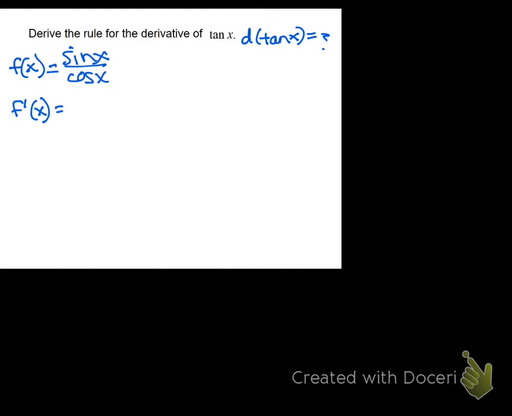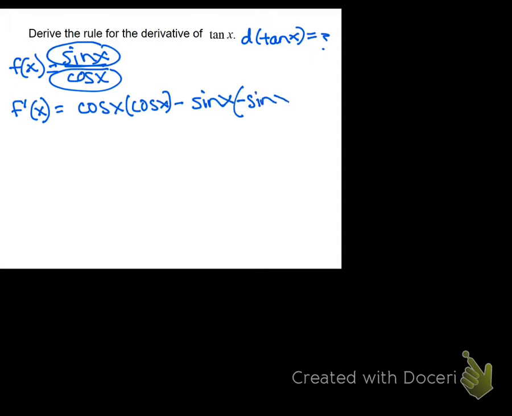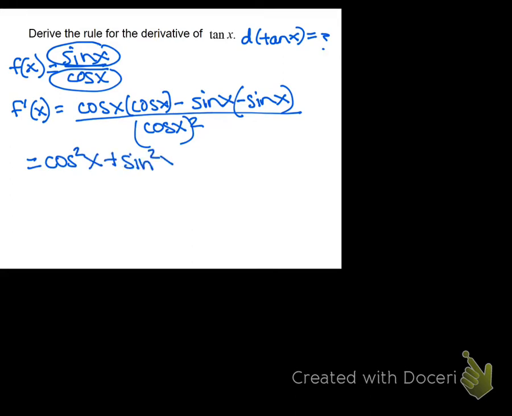Using my quotient rule, low is cosine. D high, derivative of sine, is another cosine. Minus high, sine x. D low, derivative of cosine, is negative sine. Draw the line and square below: cosine x squared, or cosine squared x, however you want to write it. Hopefully you can see that cosine times cosine is cosine squared, and a negative times a negative is a positive sine squared. And cosine of x quantity squared is the same as cosine squared.